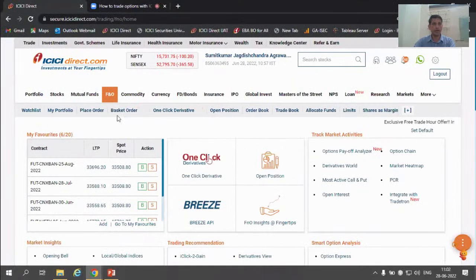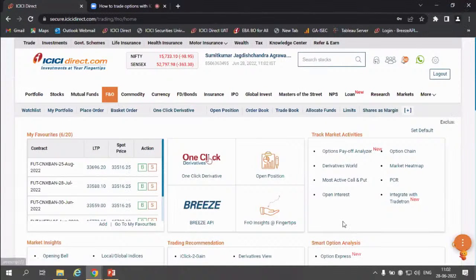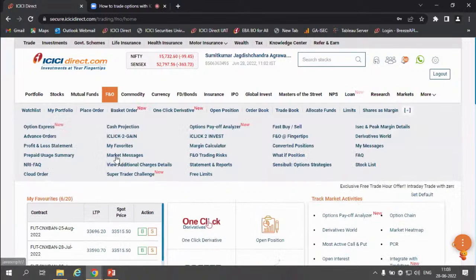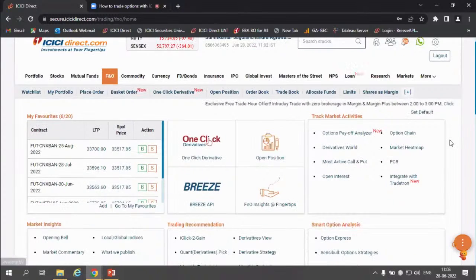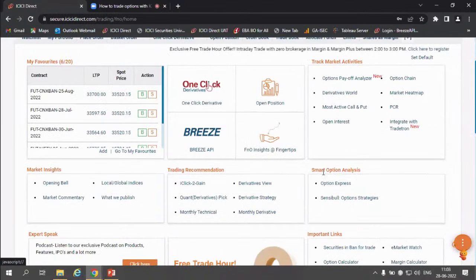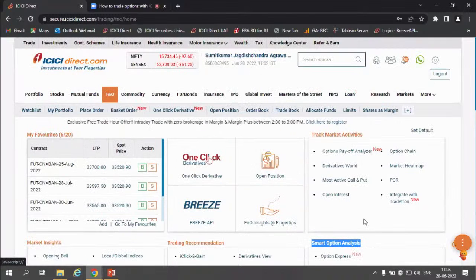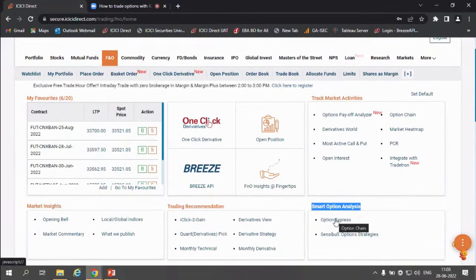I've already logged into my account, and once you click on Option Express, this is the screen that you will be able to see. There are two ways to go to Option Express. The first is you can click on this plus sign here, and then right at the left at the top, you can see this Option Express blinking. You can click from here to go onto Option Express. This is the first way. The other way is you scroll down a little bit, and we have these smart option analysis tools available just above the sensible. You can click on Option Express from here as well. Whichever way you want, you will be easily able to access Option Express.